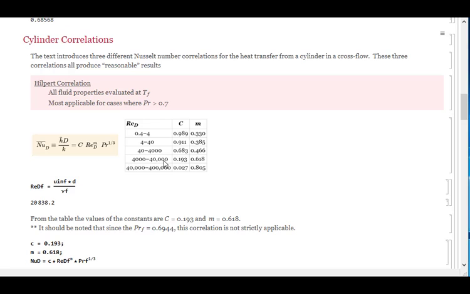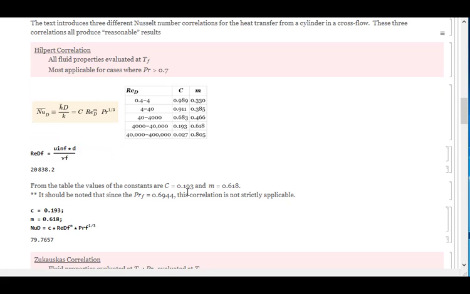So that brings us right in here, and we have a constant of 0.193 and the M value of 0.618. Now, the Prandtl number at the film temperature is 0.6944. So this correlation is deemed only applicable for Prandtl numbers greater than 0.7. So this is not strictly applicable, but I wanted to work it out anyway, just to give you an indication of how we do it. So we get the Nusselt number.